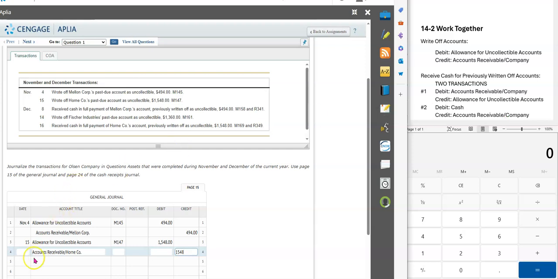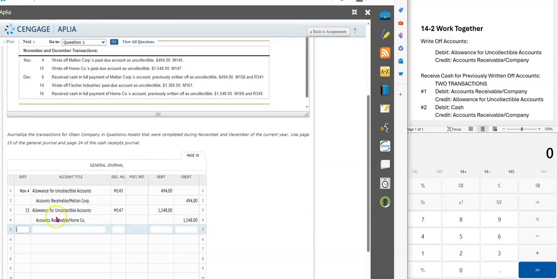All right, so first part down here, we're going to have December 8th, so we're changing the month, so I got to put the month in there, and it's going to be accounts receivable, and it was Meloncore. Okay, and this is a check number, or it's a memo number and a receipt. So in the general journal, we're going to deal with memos, and the receipt is going to go in the cash because that's where you show that you received cash, okay? So this is going to be memo 158, and the amount is $494, all right?